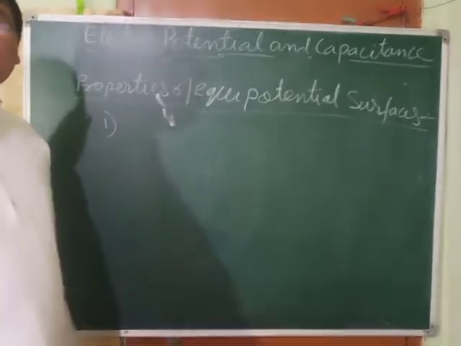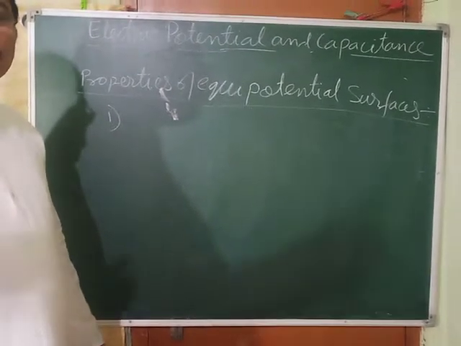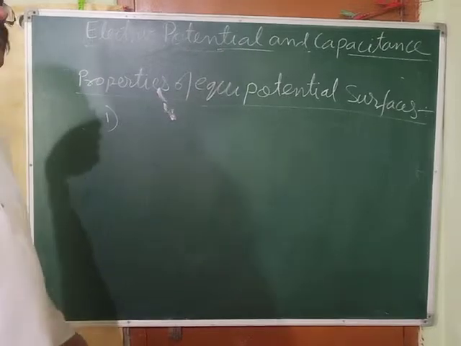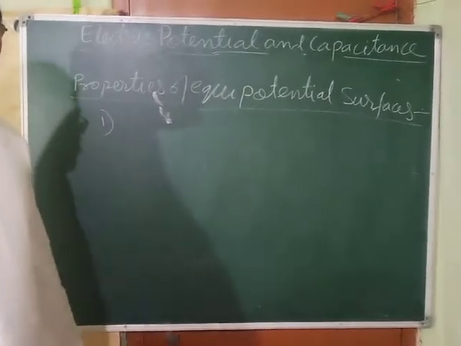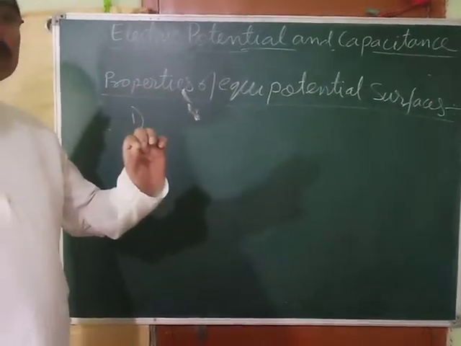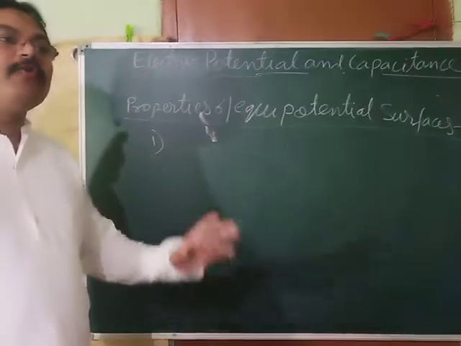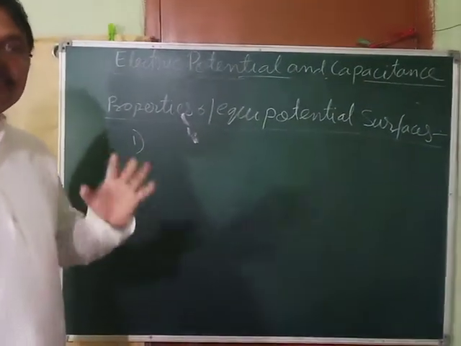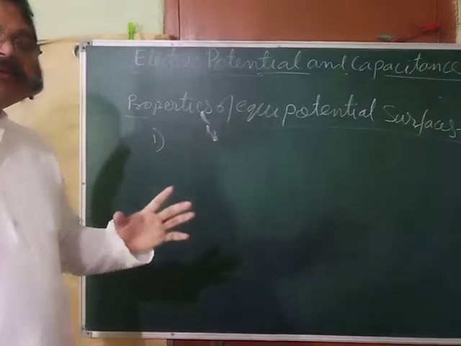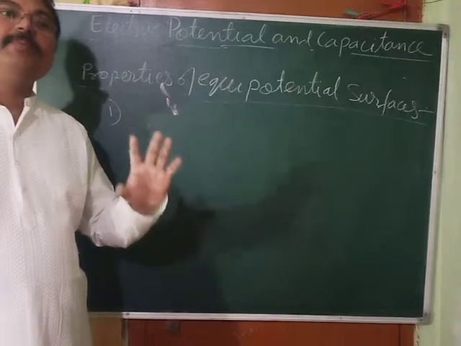First point is that no work is done in moving a charge from one point to the other point of an equipotential surface. No work is done in moving a charge from one point to the other point of an equipotential surface.